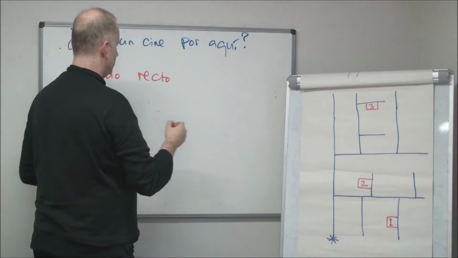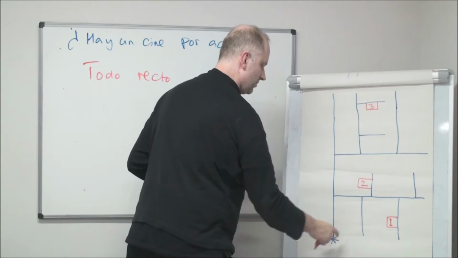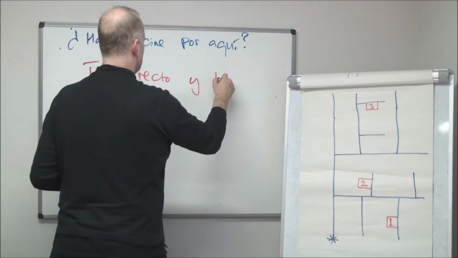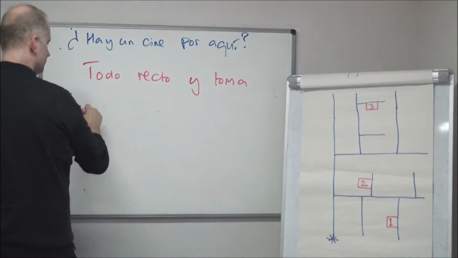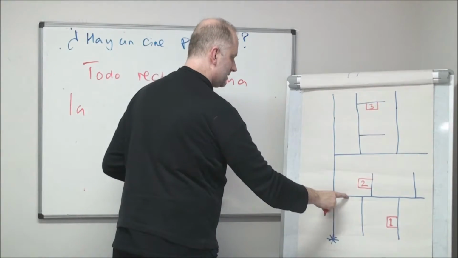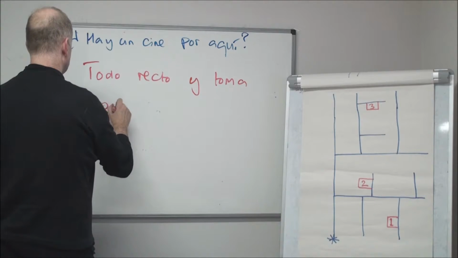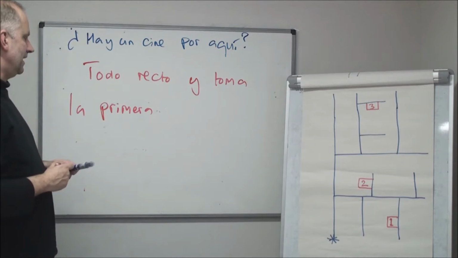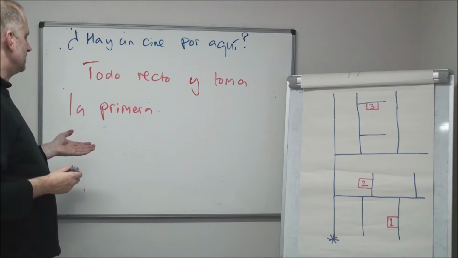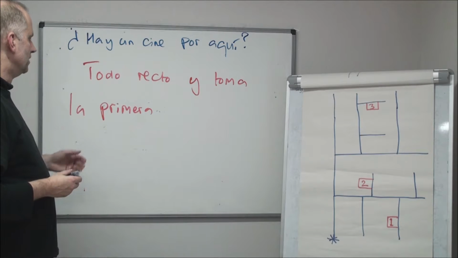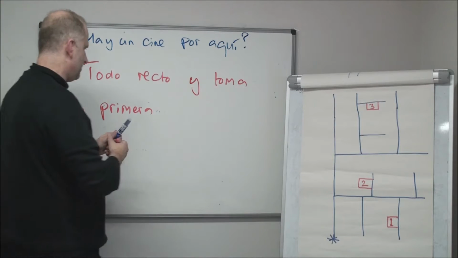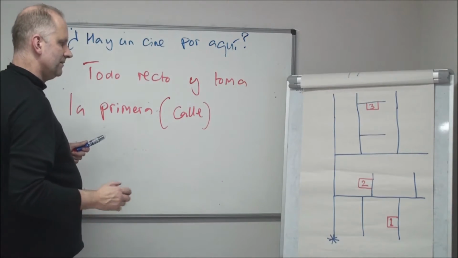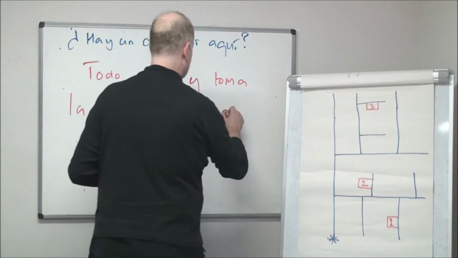So we're looking at this one first, so this is where I want to go to. So todo recto y toma la, so it's the first, la primera. Also, when you're saying the first, you don't always have to use the word calle, you can omit it. It's like saying take the first left instead of saying the first road on the left. So you can say la primera, I'll put calle in brackets, la primera a la derecha, on the right.